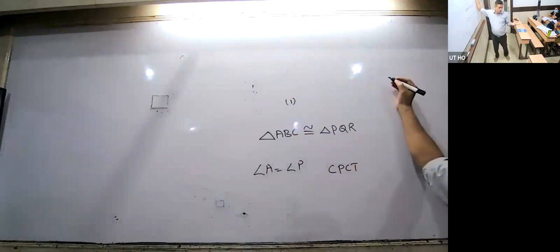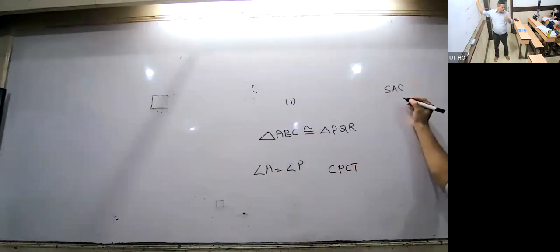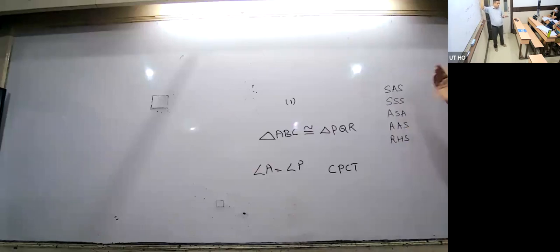Now, next is to prove two triangles congruent. Different tests of congruence are there. Do you know how many tests there are? SAS, SSS, ASA, AAS, RHS. These are the five tests of congruence. Only these five.